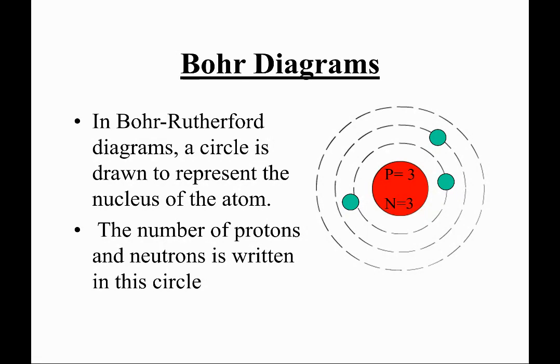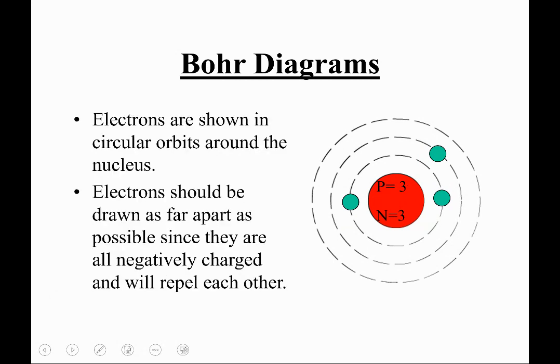So in a Bohr-Rutherford diagram, a circle is drawn to represent the nucleus of the atom. You write the number of protons and the neutrons in that circle. That's a skill that you gained from the last lesson. So if this is element number 3, I suppose that would be lithium. Anyways, it doesn't matter what it is, but you write the protons and neutrons in there. The electrons are shown in the circular orbits around the nucleus, but you'll notice there's 2 in the first orbit, the orbit closest to the nucleus, and then 1 in the next orbit. Of course, if there's 3 protons, then that means there's 1, 2, 3 electrons, right? That's a skill you were supposed to have gained last time.